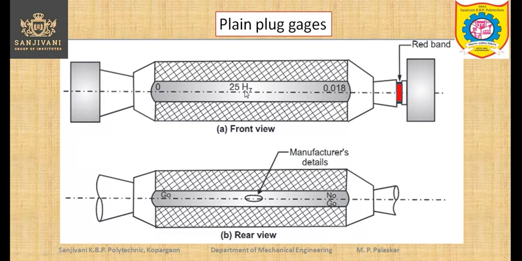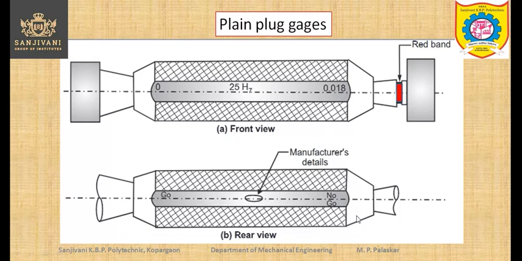It is 25 H7. So H is the basic hole, so it is checking the basic hole, and 7 indicates the tolerance grade. According to IT grade 7, the value of tolerance calculated will be 0.018 mm. So the maximum limit will be 25 plus 0.018 mm, and that is the size of the no go gauge, and the size of the go gauge will be 25 minus 0.018 mm in case of the plug gauge.